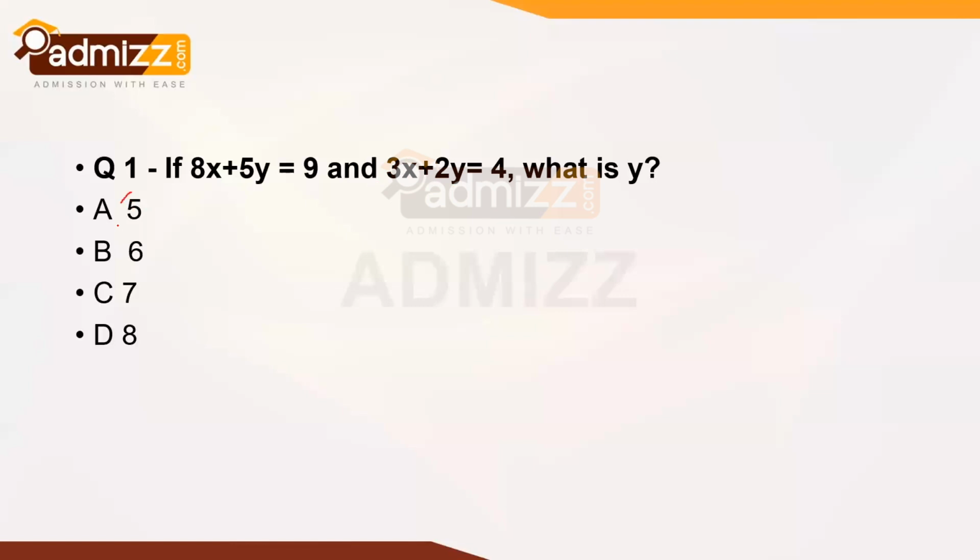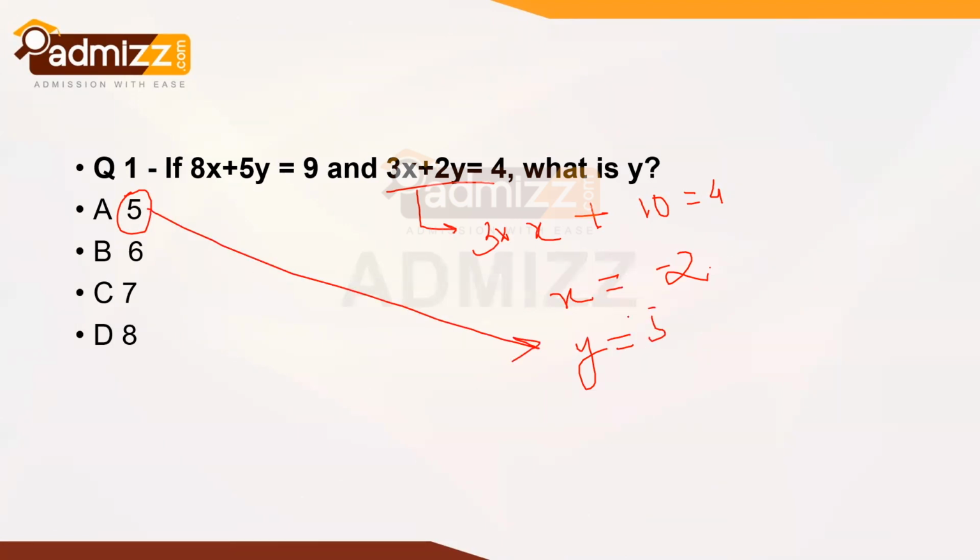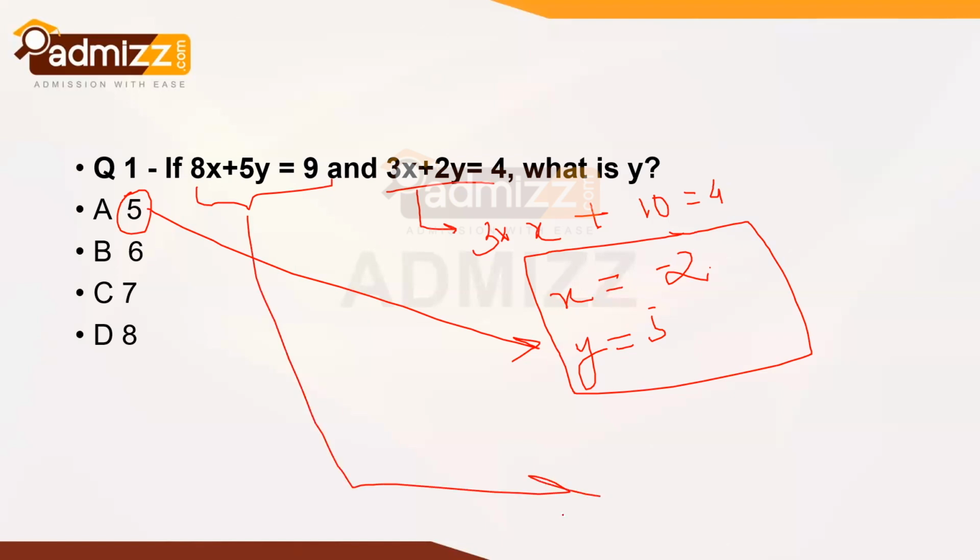So for instance, take a look at 5. If I put 5 in this equation, what I get is 3x plus 10 equals 4, or x is equal to minus 2. So the value of x comes out as minus 2, and we know that y is equal to 5, since that's what we are doing from here. And so we substitute these two values in the first equation and see if they satisfy it or not. If they satisfy it, then these two are the solutions. If they don't, then these are not the solutions.